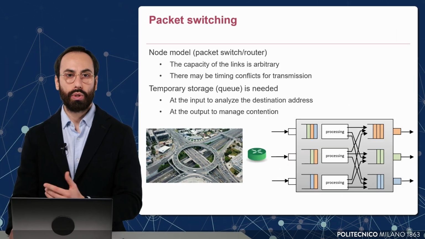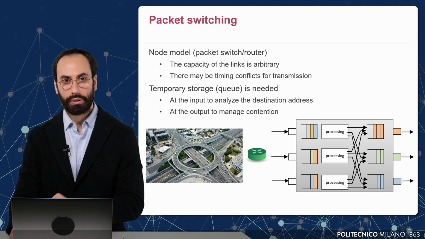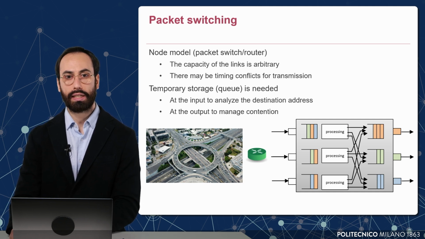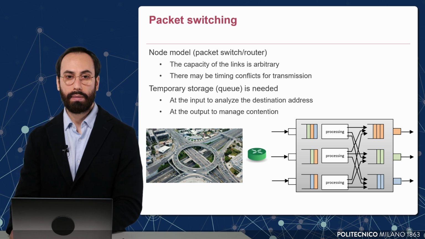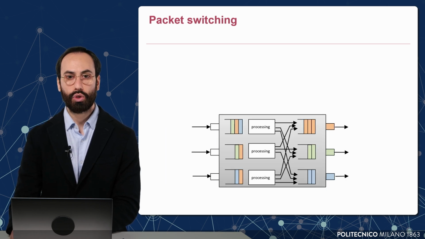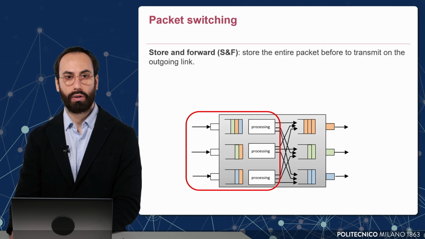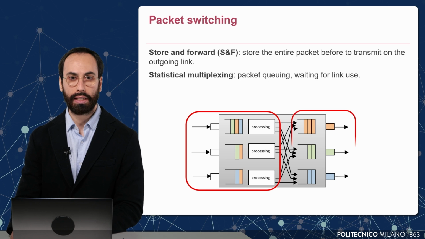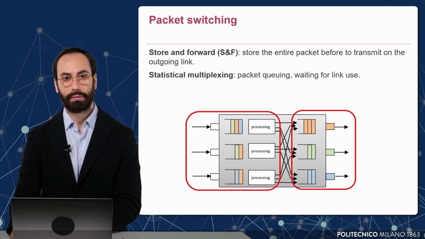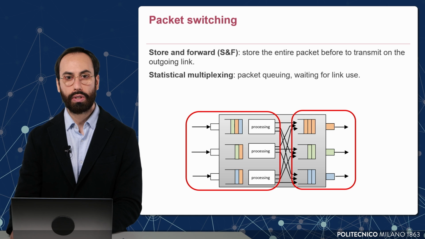So also in this case, if we want to see a node model more into the details, we can see that the capacity of the link is arbitrary, and there may be timing conflicts for transmissions. And this means that in this case, we need to store the packet into a queue. So we have a pre-processing that we call store and forward. So we need to store the entire packet before transmitting on the outgoing link. And then we have the statistical multiplexing feature, because the packet then has to be queued and it has to wait for the other packets before being sent.